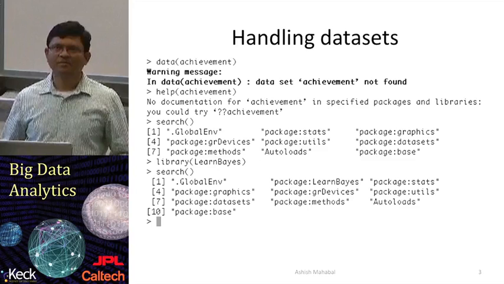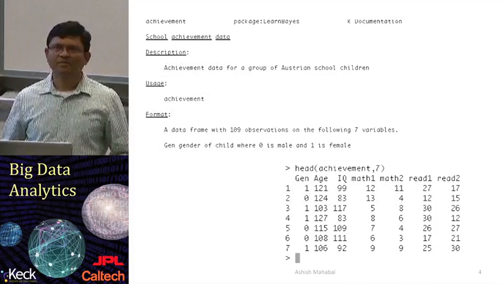So you can go ahead and say library learnbayes, and that will load it for you. And if you rerun the search command, you will see that on number 2, you can see the learnbayes package there. So once that is there, then if you say help achievement, you're going to see a little bit about what that particular data set includes.